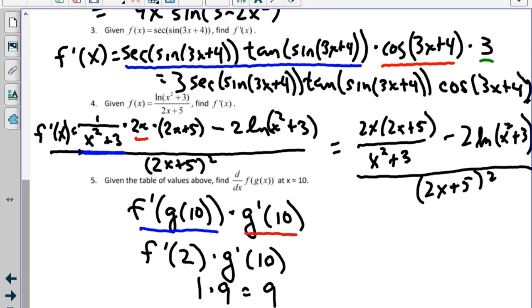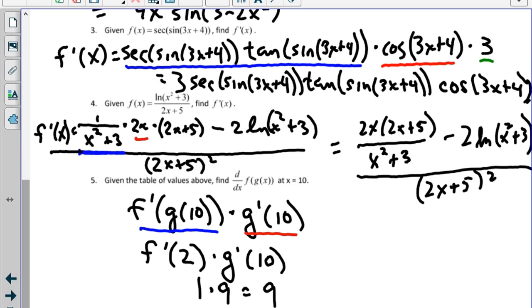So the derivative of natural log of x squared plus 3 is 1 over x squared plus 3 times the derivative of the inside, which is 2x. Then, since it's a quotient rule, you have to do times the bottom minus the derivative of the bottom, which is 2 times the top, all over the bottom squared. And I didn't even simplify that great. I just kind of left it in. I mean, there's fractions inside of fractions, but you can simplify that further if necessary.